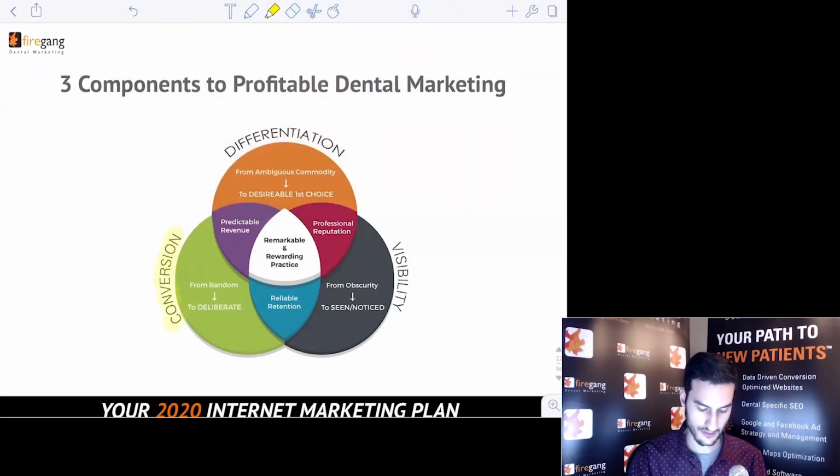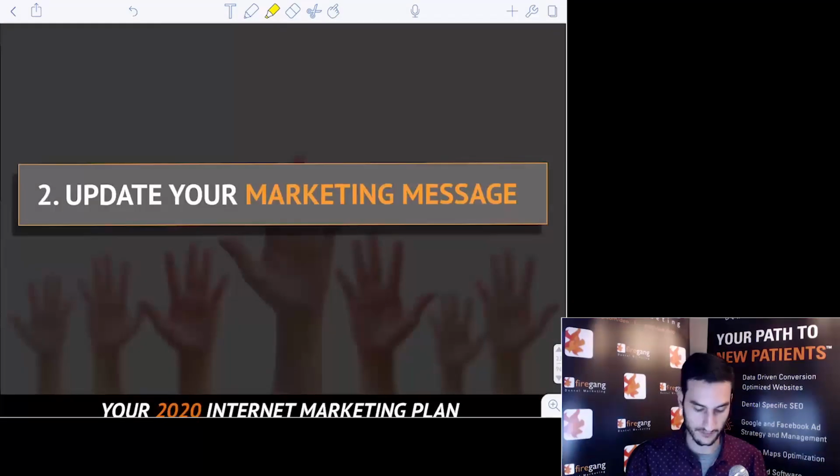The last one is conversion. We want to be very deliberate with all of our conversion strategies, meaning I want to know that if I put a certain amount of money into advertising, I can realistically expect to get a certain amount of money out of that, or a certain number of new patients. I want, as it shows here, a certain level of predictability within the revenue that I can generate. If we're missing any one of these three things, every bit of that marketing strategy starts to fall apart.